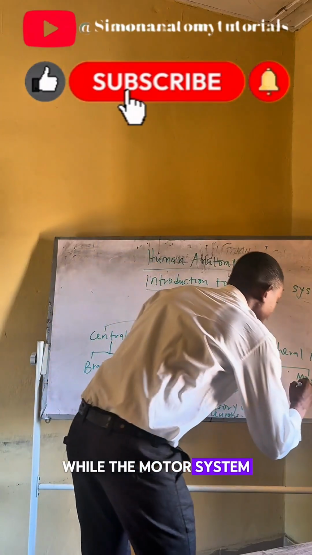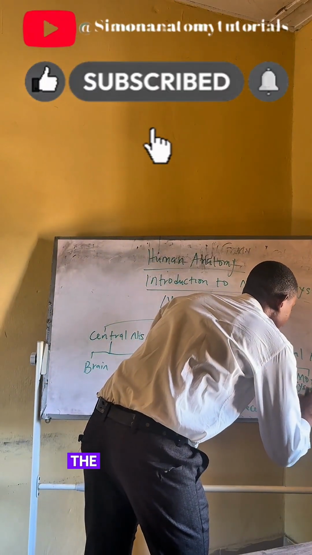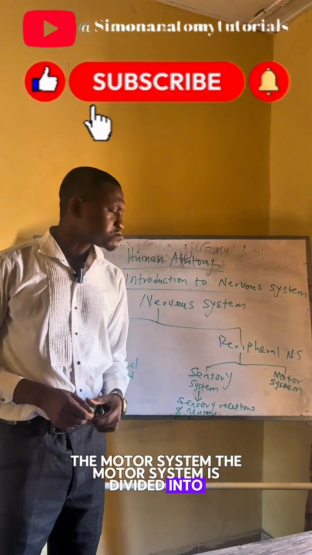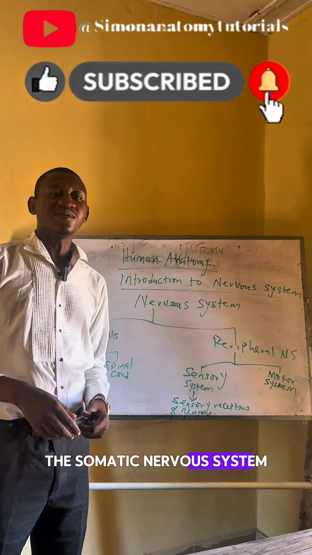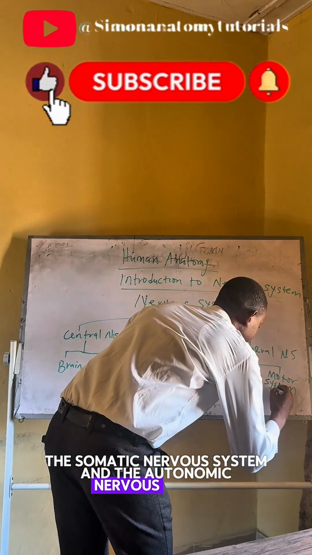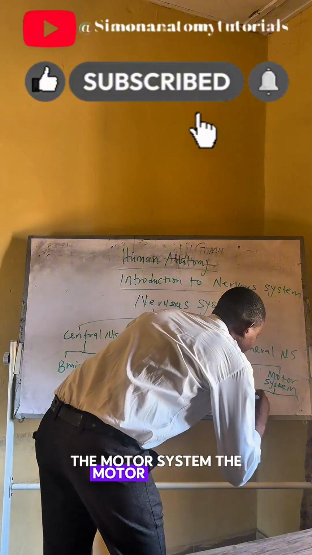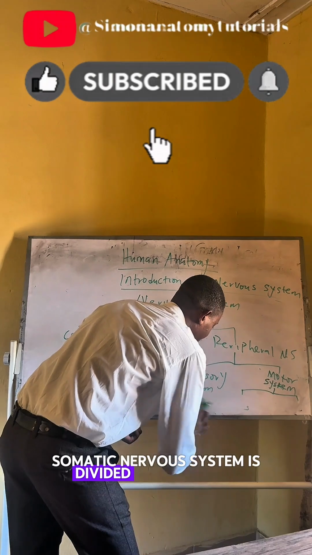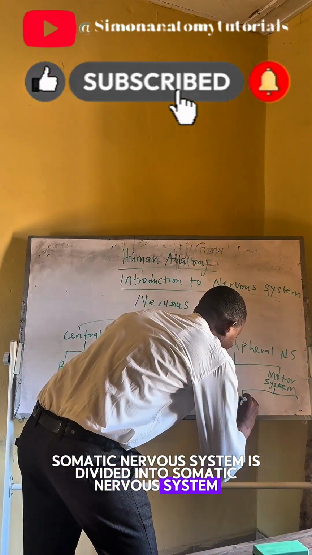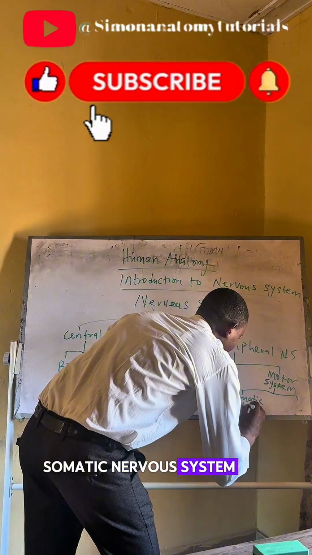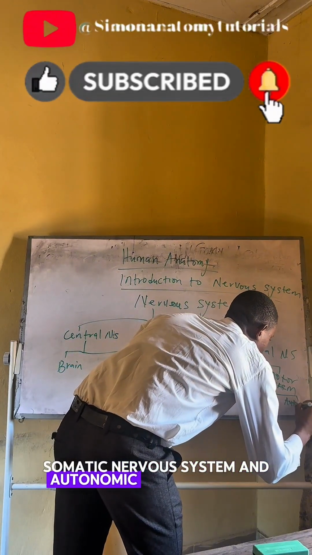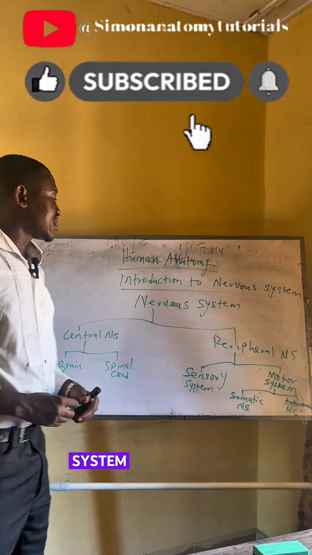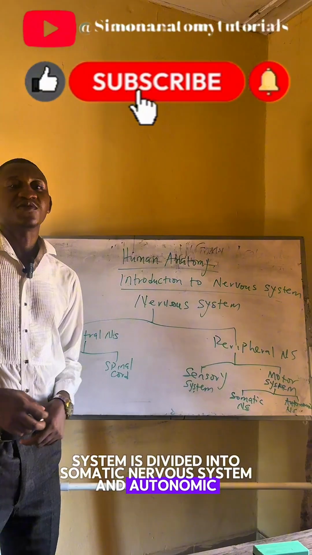While the motor system is divided into the somatic nervous system and the autonomic nervous system. So the motor system is divided into the somatic nervous system and the autonomic nervous system.